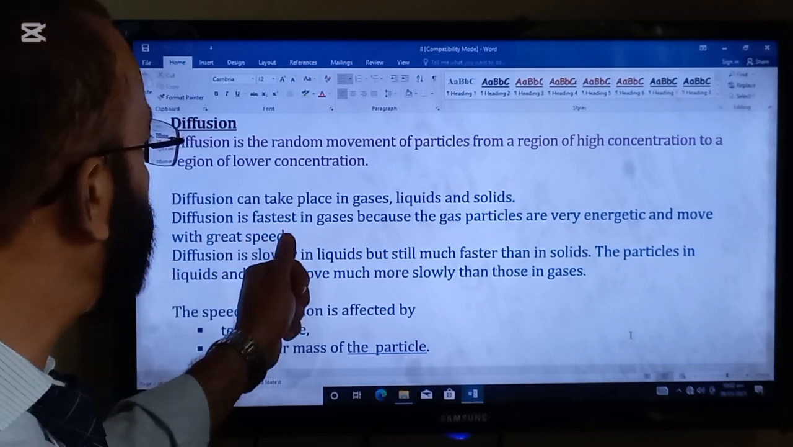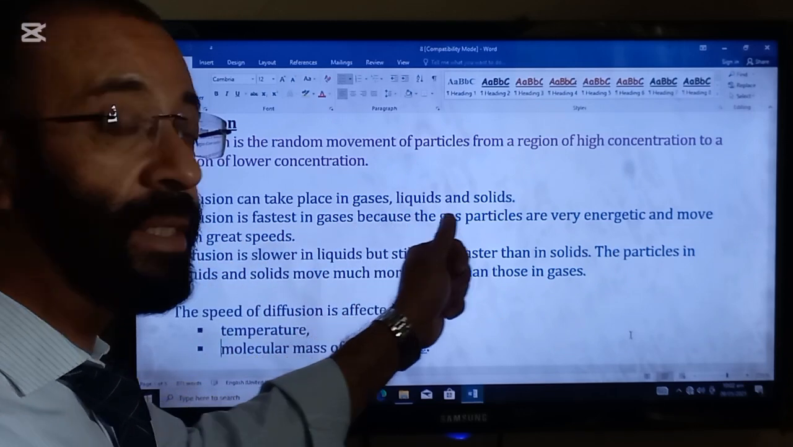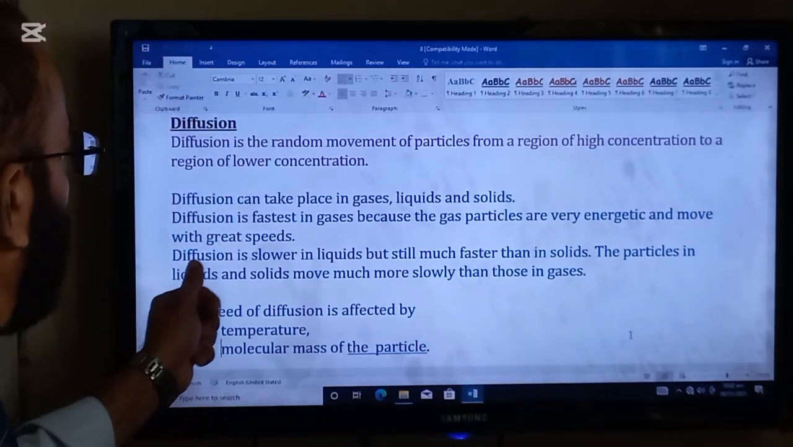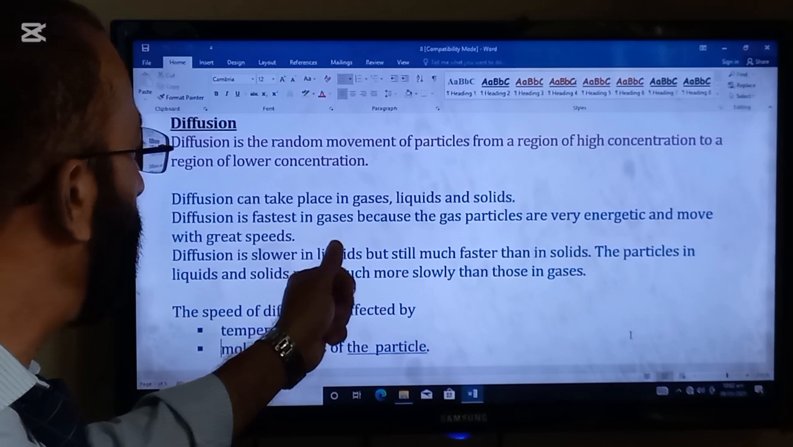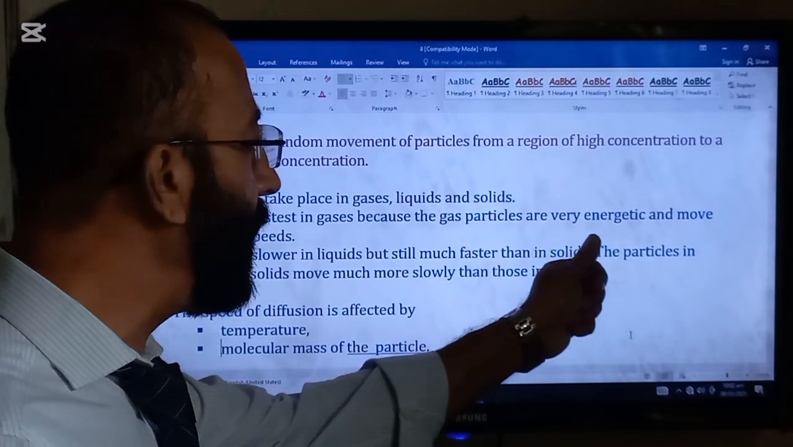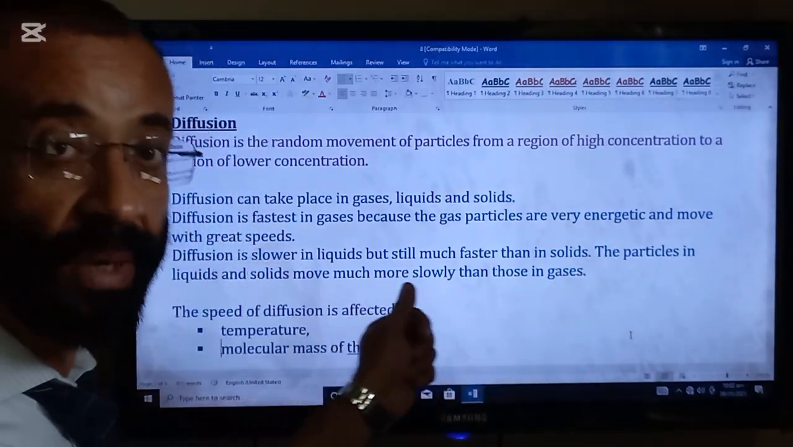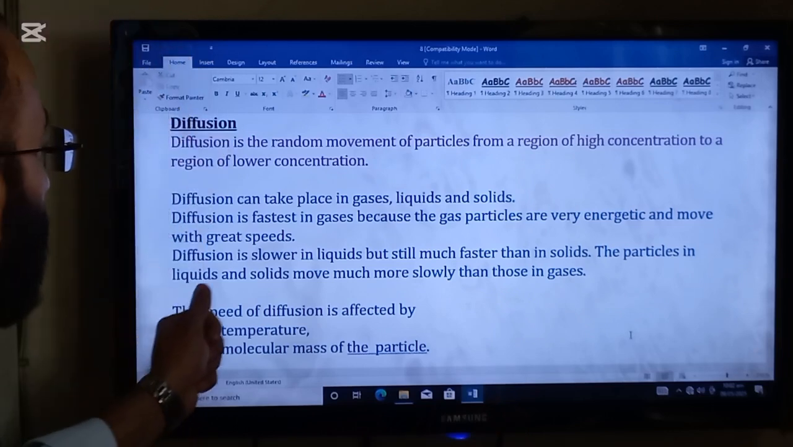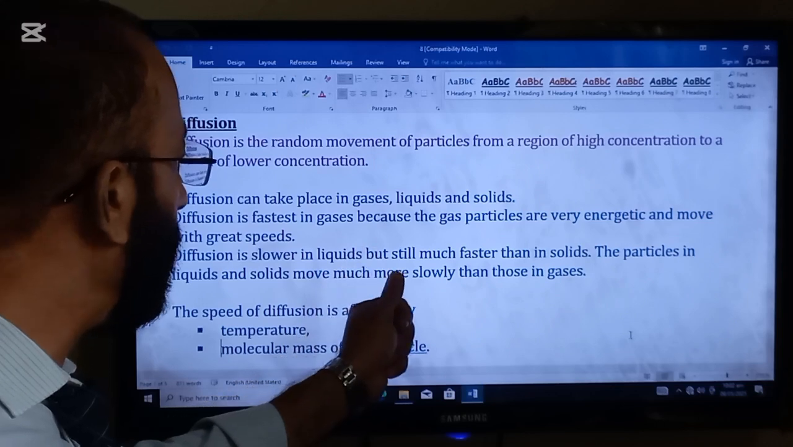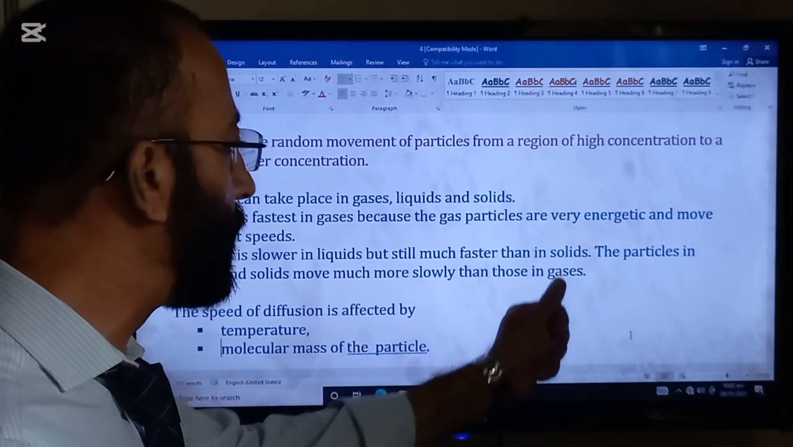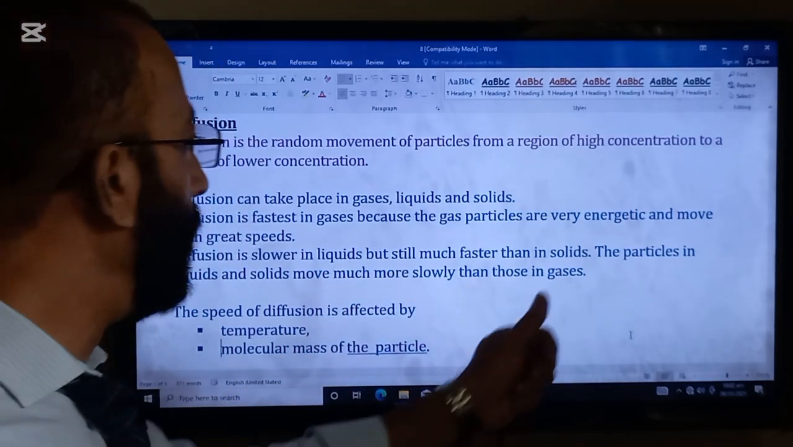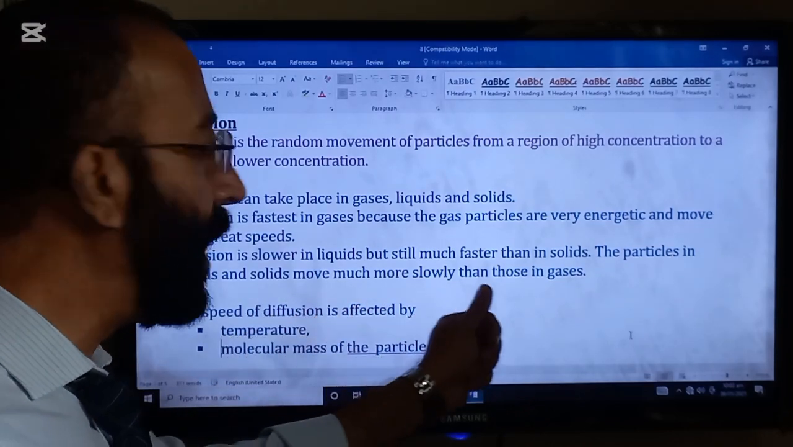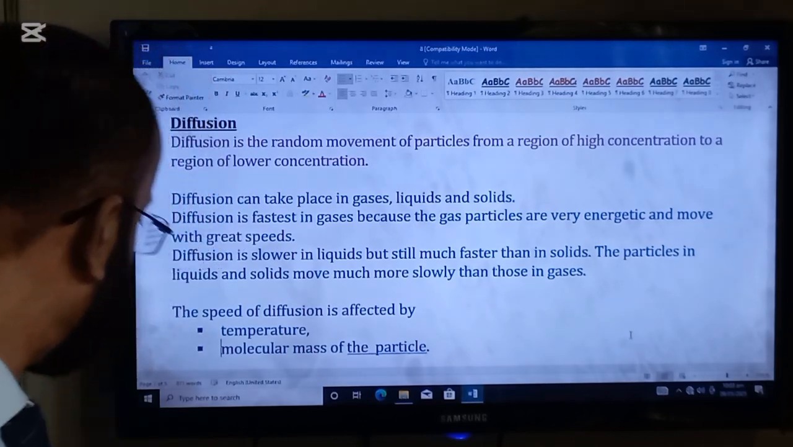Diffusion can take place in gases, liquids, and solids. Diffusion is fastest in gases because the gas particles are very energetic and move with great speeds. Diffusion is slower in liquids but still much faster than in solids. The particles in liquids and solids move much more slowly than those in gases.